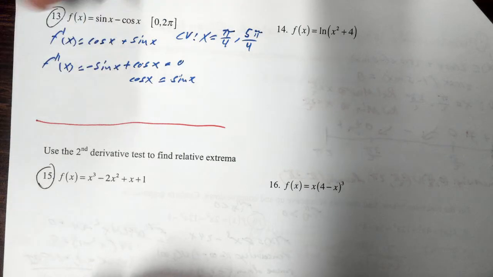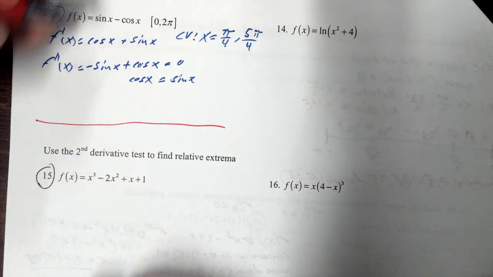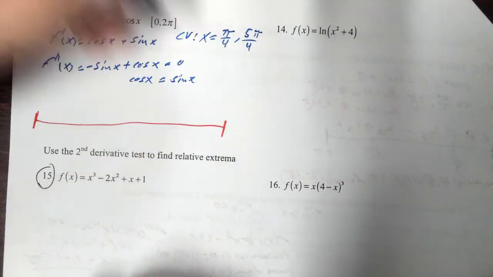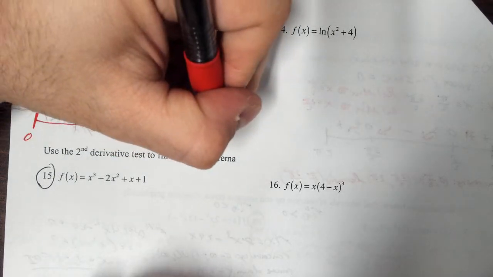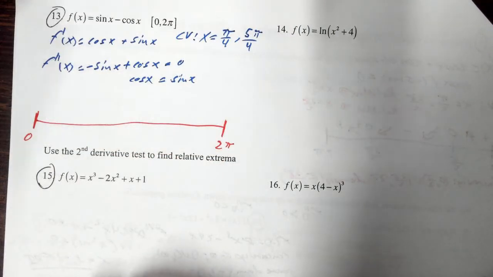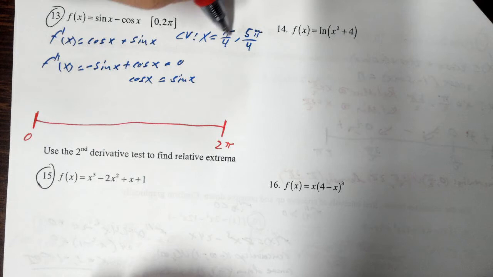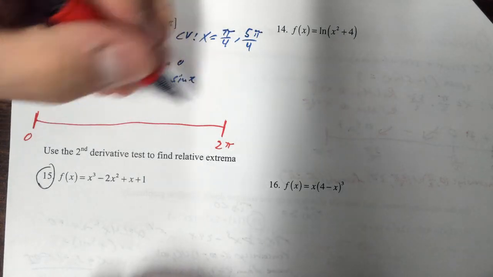Now to make the number line, we do a beginning and ending here at 0 and at 2 pi. We're dealing with pi over 4 and 5 pi over 4.